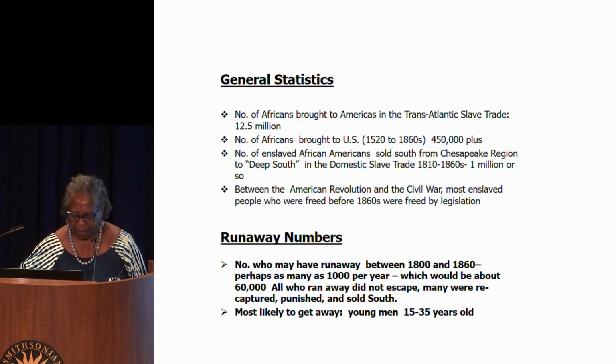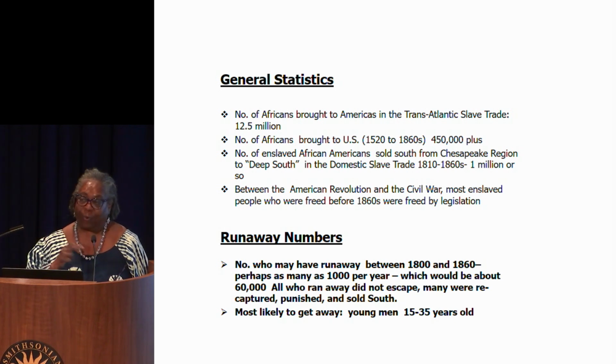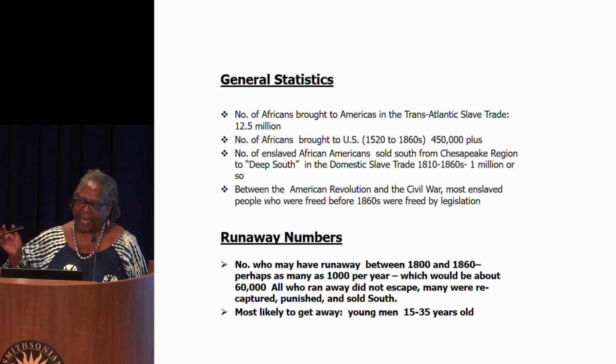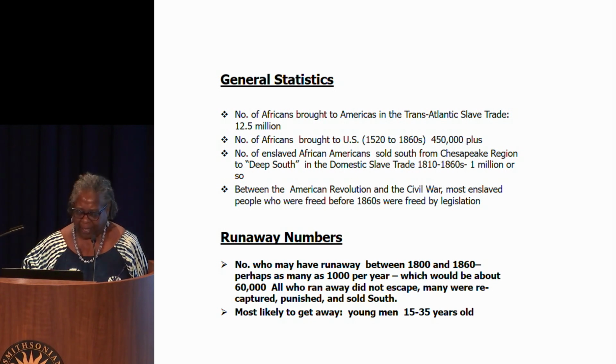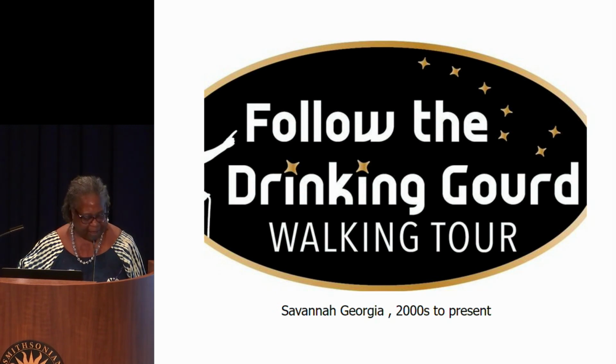If you look at the runaway numbers, historians having to estimate, think as many as 1,000 people per year might have tried to escape. But everybody who ran away was not trying to escape. Some people were running around, or as they say, lying out and then coming back, and that's a complex story. If you want to ask me about that in the Q&A, please do. You often see illustrations of families or couples running away, but generally speaking, the people who were actually able to get free tended to be young men between the ages of 15 and 35.